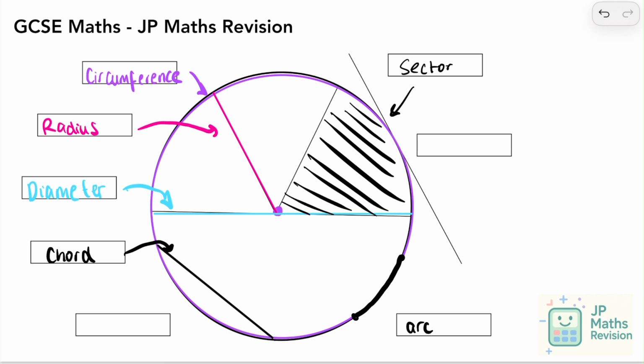Something else we have is a tangent. So a tangent is a straight line that touches the circle at exactly 1 point and does not cut through the circle itself. So this thing here is called a tangent, so I'm going to label this the tangent.